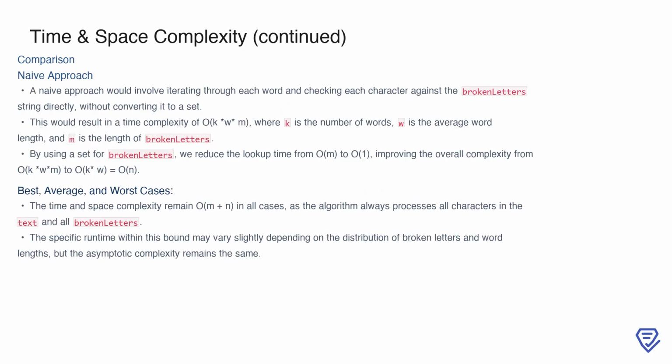Let's compare this efficient approach to a naive one. In a naive solution, we would iterate through each word and check every character of the word directly against the broken letters string. Without converting broken letters into a set, this would involve a time complexity of O(k*w*m), where k is the number of words, w is the average word length, and m is the length of broken letters. By using a set for broken letters, we reduce the lookup time from O(m) to O(1), which optimizes the overall complexity to O(k*w), or simply O(n).